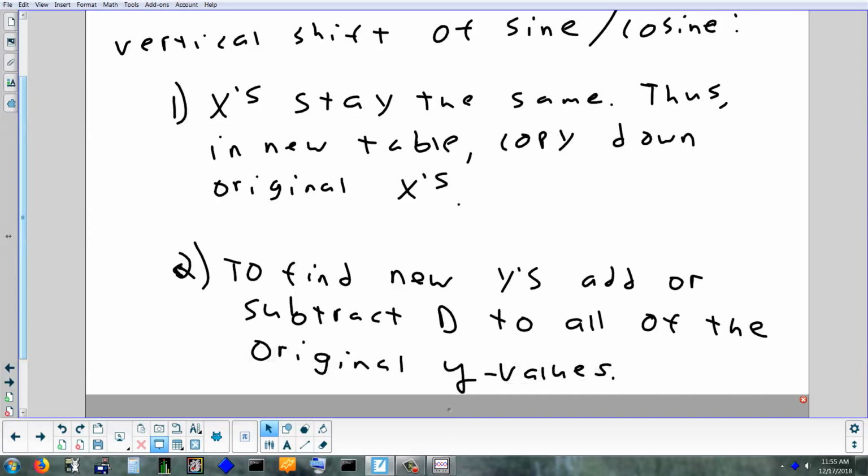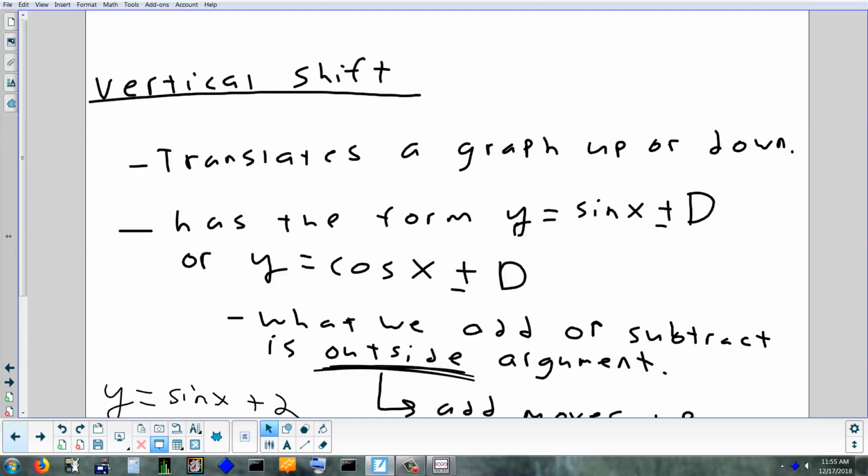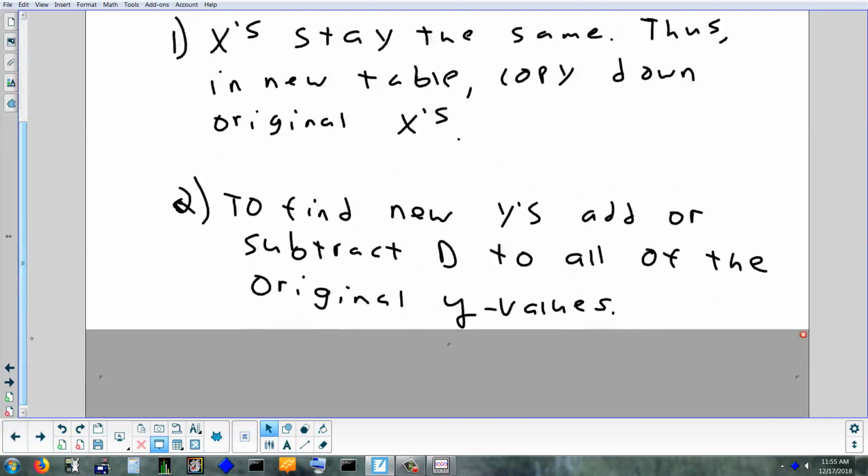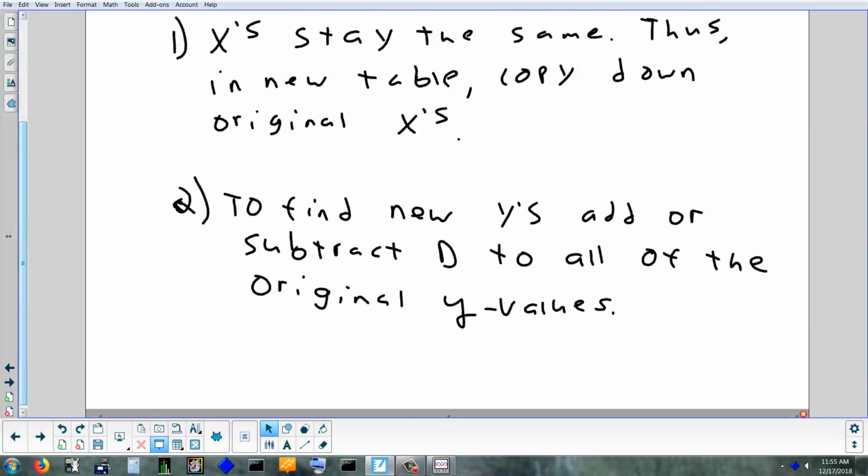All you do is take the original y values and add or subtract d. Again, what's d? D is just the number that was at the end. How do you know if you should add or subtract it? Look at the number. If it's a positive number, add it. Negative number, subtract it. Don't do the opposite.